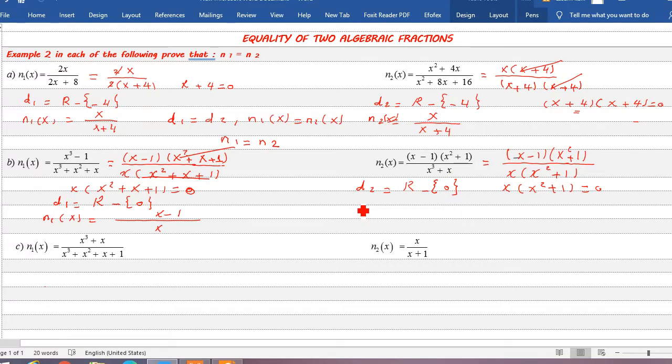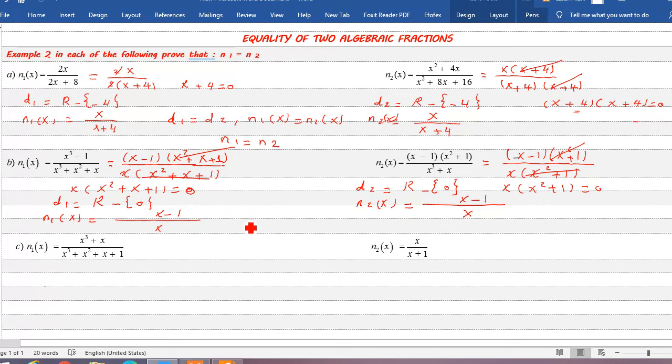Make the simplest form. N2 of x equals, cancelling the brackets x power 2 plus 1 with x power 2 plus 1, the remainder equals x minus 1 over x. Look at the domain of N1 and the domain of N2. They are equal, and N1 of x equals N2 of x, so N1 equals N2.